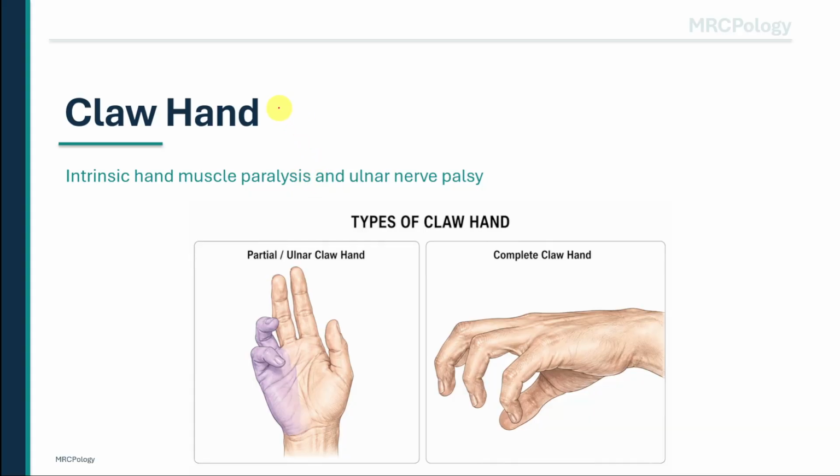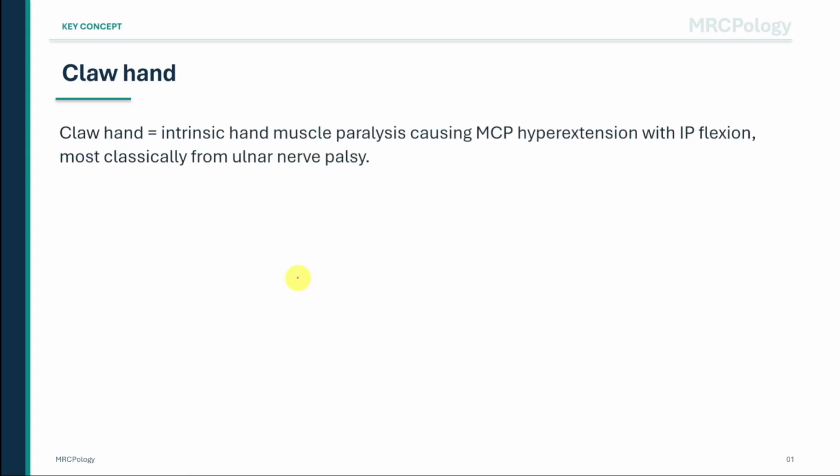Claw hand is a deformity caused by paralysis or severe weakness of the intrinsic muscles of the hand. The metacarpophalangeal joints become hyperextended, while the proximal and distal interphalangeal joints become flexed. It is most classically associated with an ulnar nerve palsy and mainly affects the ring and little fingers. To understand this deformity, first revise the important muscles and their nerve supply.